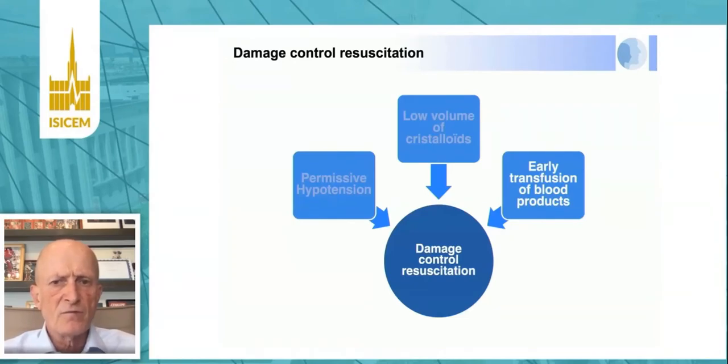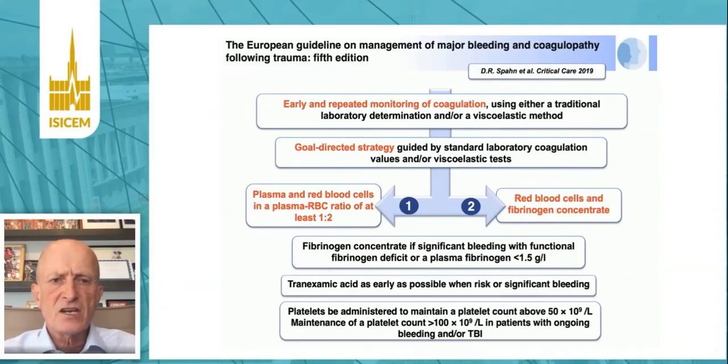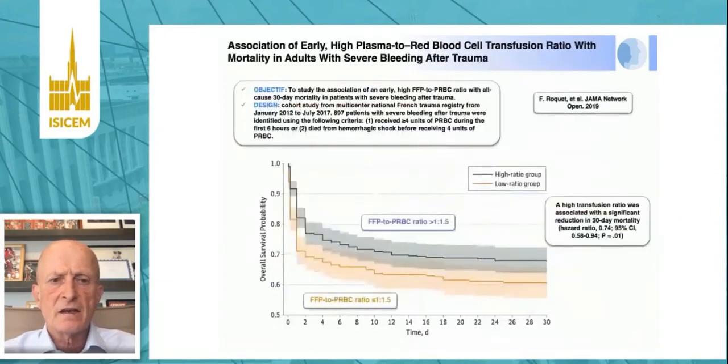What about early transfusion of blood product? The recommendation is to give plasma and red blood cell in a plasma red blood cell ratio of at least 1.2. So it's a high ratio of plasma red blood cells. And this recent study, it's a retrospective study where they analyze a cohort, a French trauma registry cohort, and they clearly show that with a high ratio FFP to plasma red blood cells here greater than 1.5, there is clearly a decrease in mortality in this patient.